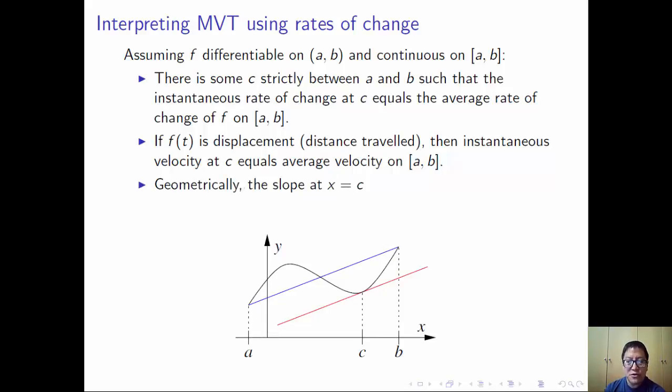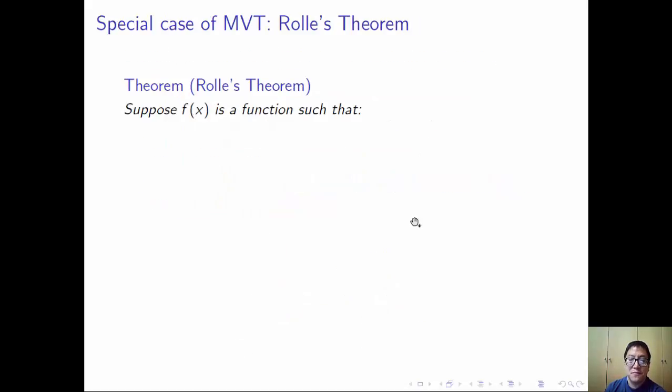Anyway, geometrically, this is also a very popular interpretation. If you're visually inclined, this is a good way to remember what the mean value theorem says. The mean value theorem says that the slope at x equals c, the slope of the red line here, is equal to the average slope on [a, b], the slope of the blue line over here. In other words, there is some point here, in fact there are actually two points, one around here and another over here, where the instantaneous slope is the same as the average slope. So that's what the mean value theorem says.